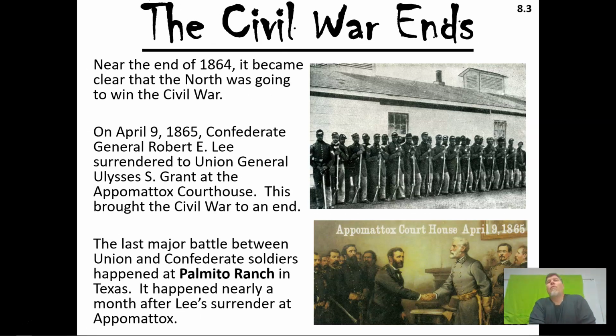So the war ends in April of 1865. The war ends April 9th, 1865. Confederate General Robert E. Lee surrenders to Union General Ulysses S. Grant at Appomattox Courthouse. Appomattox Courthouse is the name of the town. It's not a courthouse. The town is called Appomattox Courthouse.